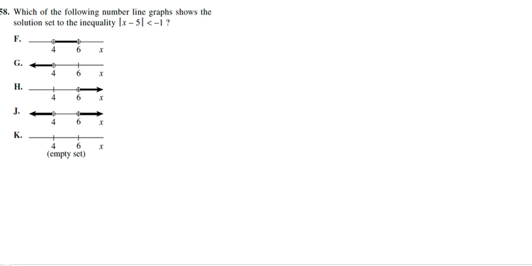Number 58, which of the following number line graphs shows the solution to the inequality absolute value of x minus 5 less than or equal to negative 1? So what we're going to do is we're going to get rid of the absolute value. So we're going to have 1 less than x minus 5 less than negative 1.